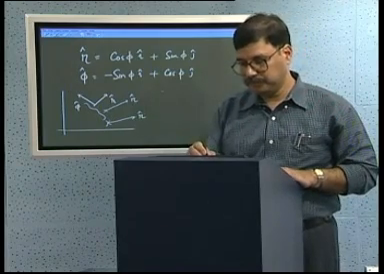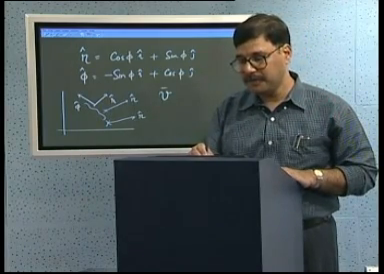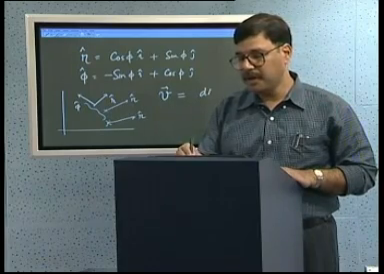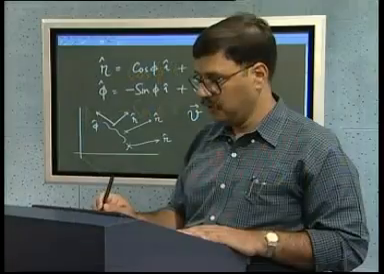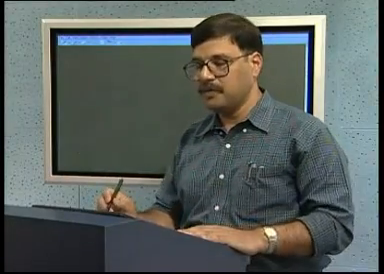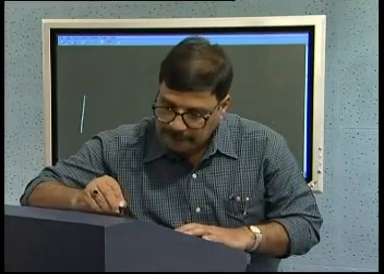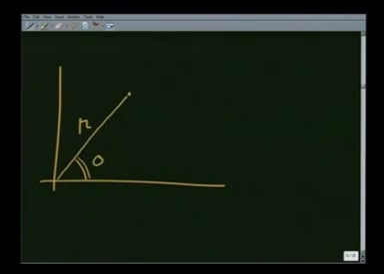For example, if I calculate the velocity, which is given by dr by dt, as the particle moves around, both the magnitude of r and its directions are changing, and in the next few minutes we will see how we take that into account. To start with, let us start with the position of the particle. So, a particle is given here at a distance r from the origin, making an angle phi from the x axis.